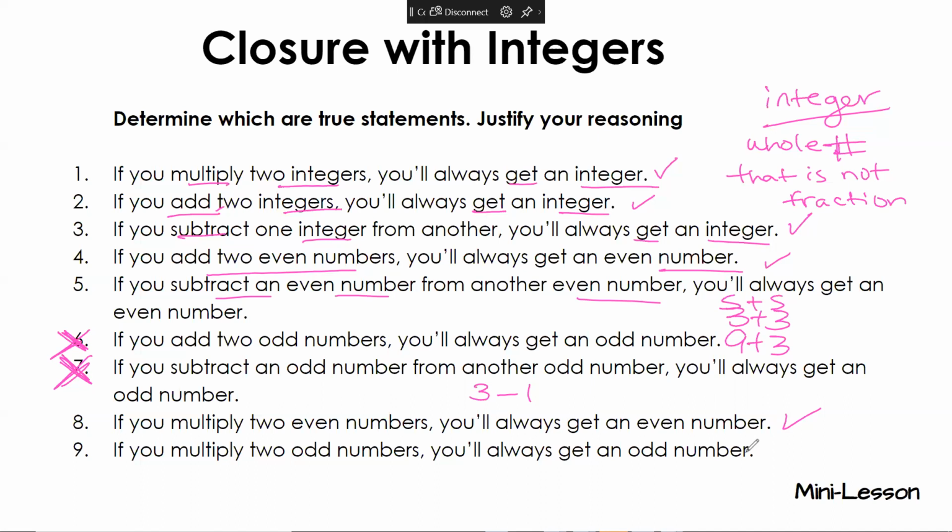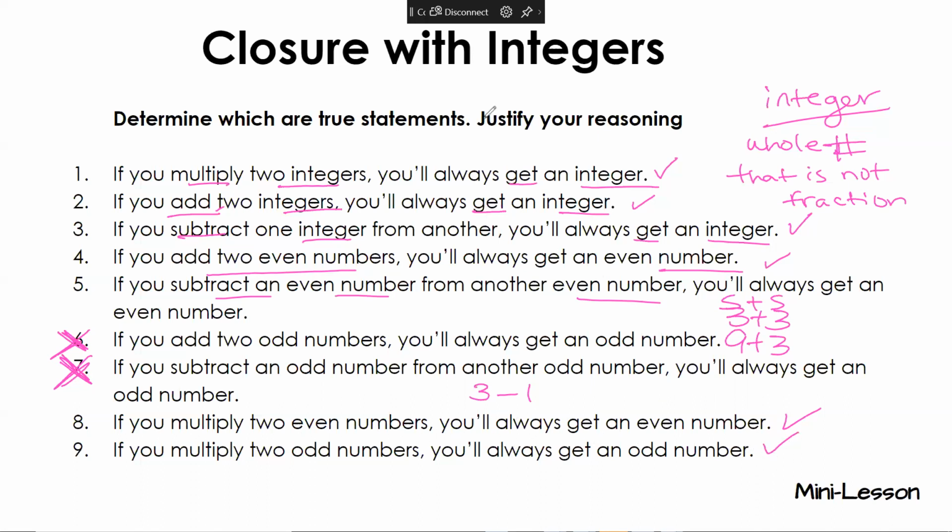If you multiply two odd numbers, will you always get an odd number? No. Give me an example. Is there any instance? Always get an odd number.